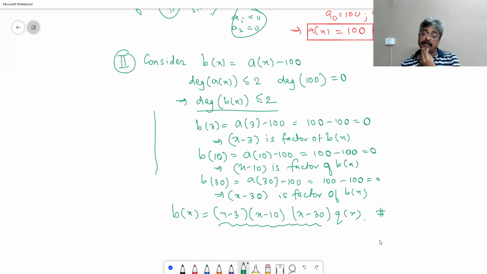Contradiction to our previously proved theorem. Any polynomial can have n distinct roots, and we have got the degree of b of x less than or equal to 2 and roots more than or equal to 3, contradiction. If you are getting a contradiction to our previously proved theorem, b of x must be 0, which implies a of x minus 100 is equal to 0, which implies a of x is equal to 100.